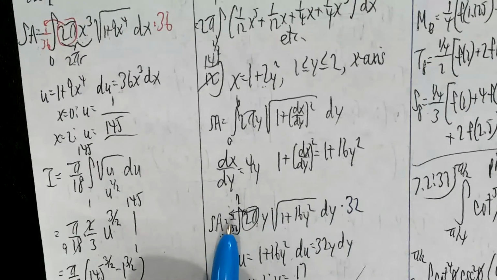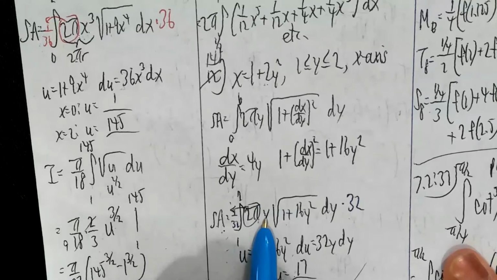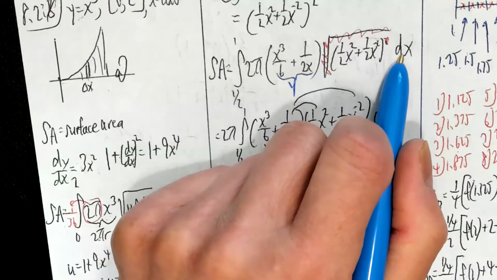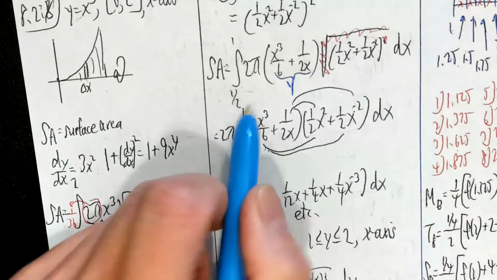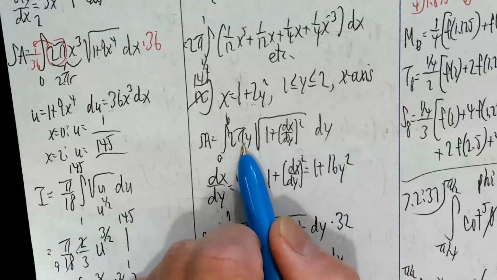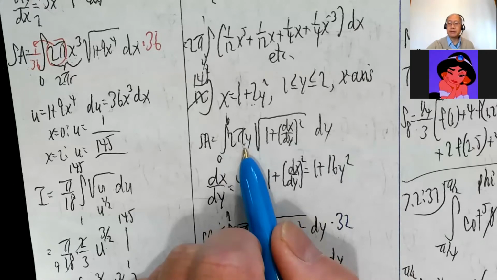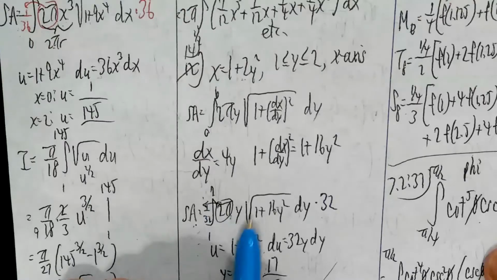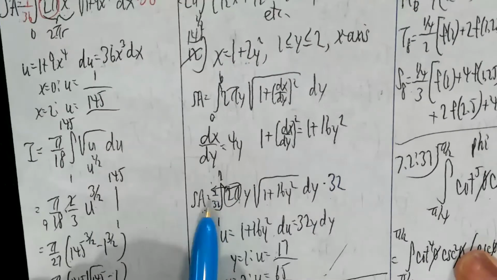All right, so surface area is 2 pi y. Notice I don't change it like I did over here. So how come I change it over here? Because I was integrating with respect to x. It's 2 pi y. Here it's still 2 pi y, but then I realized, oh, I'm integrating with respect to y, so just leave y as it is. Don't change it so that it has something involving x. So 2 pi y radical 1 plus 16y squared dy.